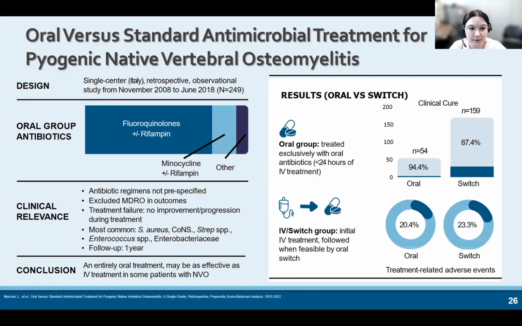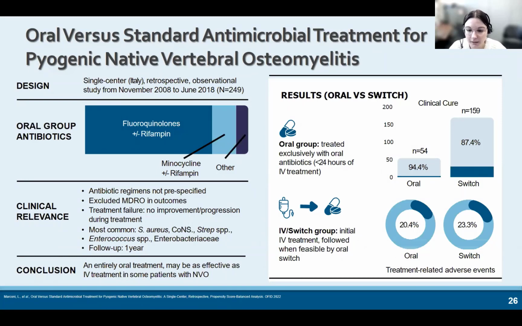Results on the right show that 94.4% of the patients in the oral treatment group experienced clinical cure compared to about 87% in the IV switch group. And there wasn't a statistically significant difference between the two groups. Adverse events were, again, similar between the two groups, with the most common adverse events being tendinopathy, GI intolerance, and skin rash. And no difference between those groups.